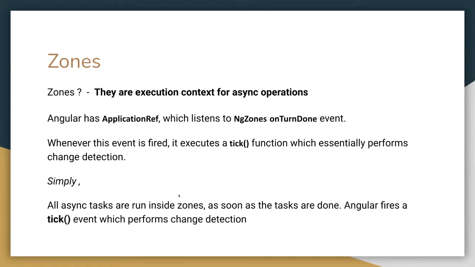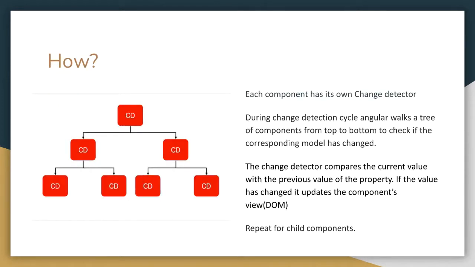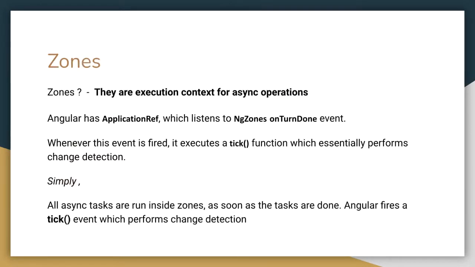But how does Angular know that an async event happened and there is something it needs to do? For that, there are zones. What are zones? They are execution contexts for async events. Any async event that happens, whether it's a button click or you call an API, all those events run inside zones. So initially a zone is stable.